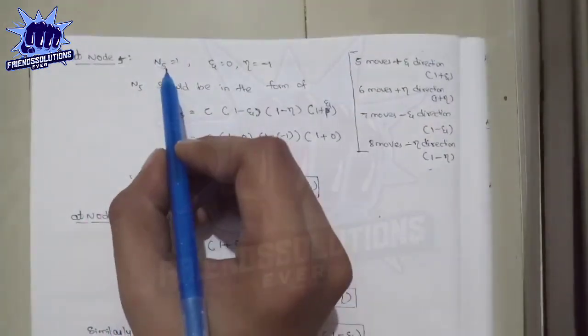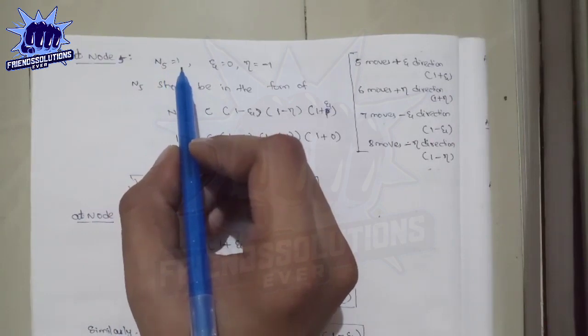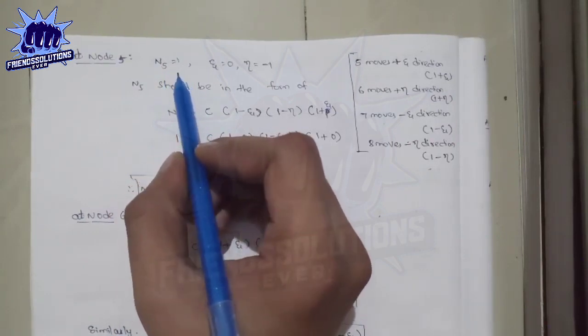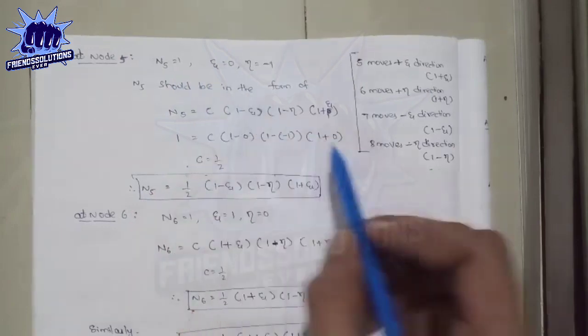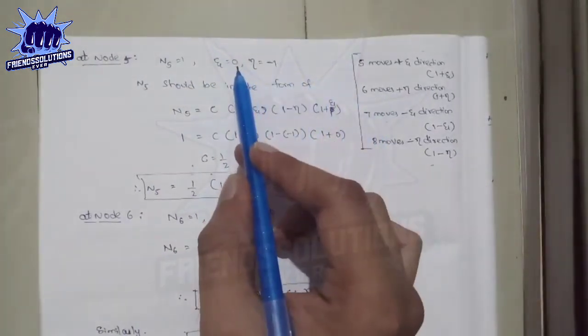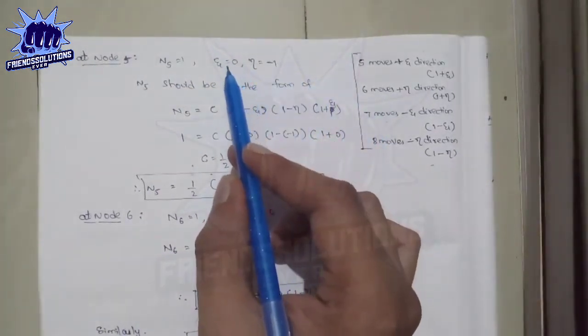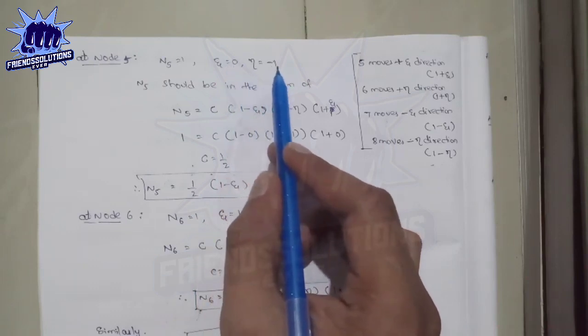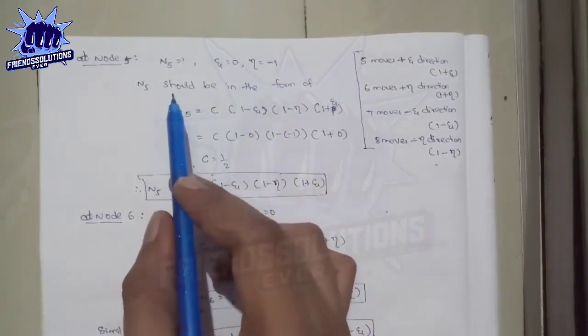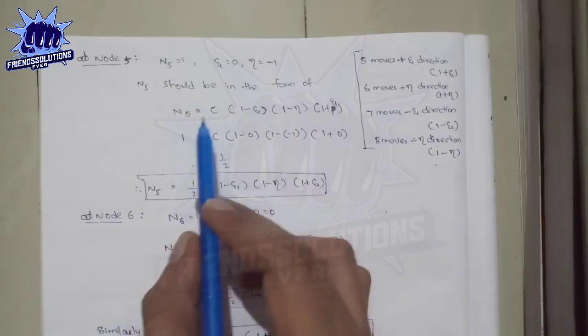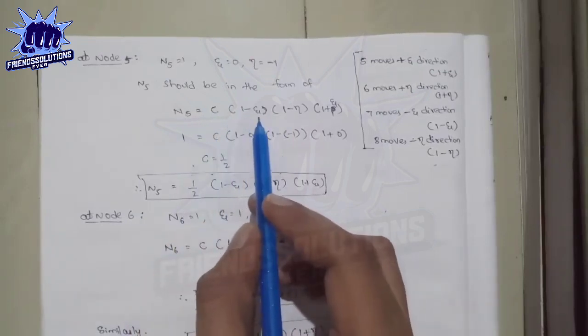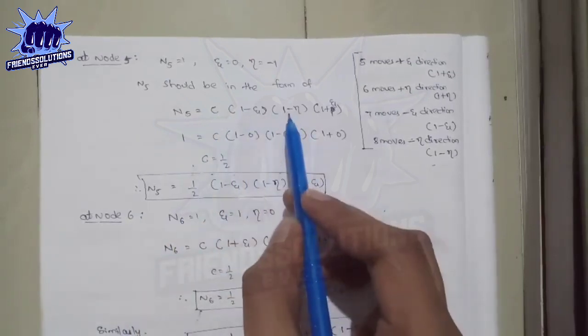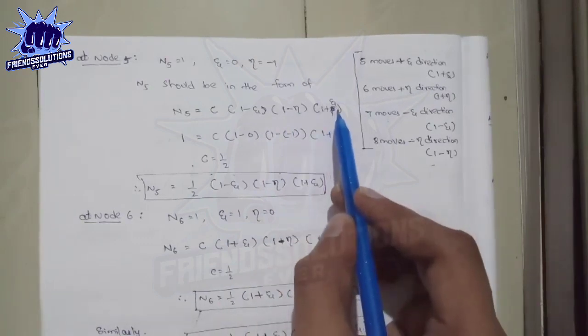At node 5, N5 equals 1. The shape function at node 5 equals 1, the remaining shape functions are 0, and the coordinates at node 5 are 0 comma -1. So xi equals 0 and eta equals -1. Now the shape function N5 should be in the form N5 equals c into (1 minus xi) into (1 minus eta) into (1 plus xi).